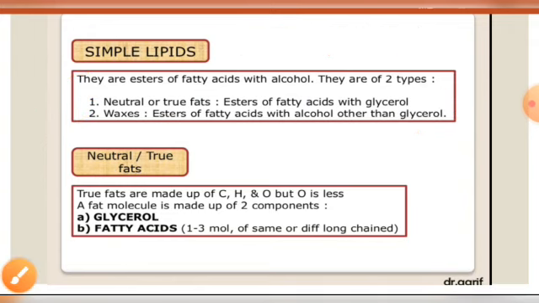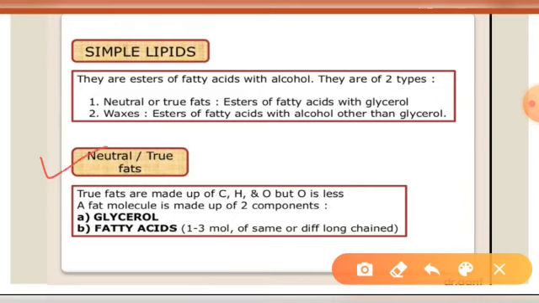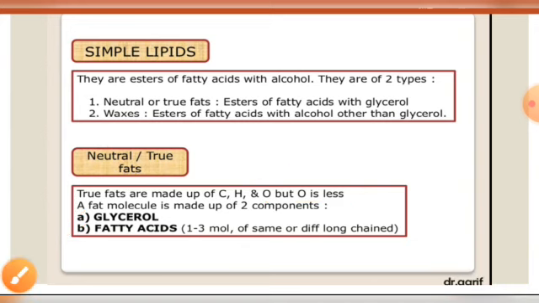Now the true fats or neutral fats are made up of carbon, hydrogen and oxygen, and we all know that oxygen atoms are much less in fats as compared to carbohydrates. True fat has two components. One is alcohol, that is glycerol, and the second is fatty acids.